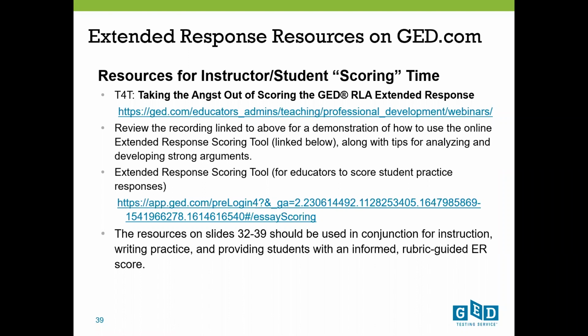I'm not going to talk about the tool so much here because it's so well covered in this Teachers for Tuesdays by experts that have used it more than I have. So please go back and look at that. And then finally, I just pointed out here at the bottom of the slide that all of the resources on slides 32 through 39 really should be used in conjunction for instruction, writing practice, and providing students with an informed, rubric-guided ER score.